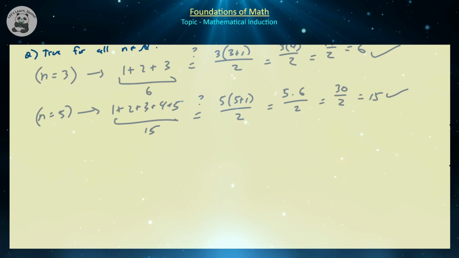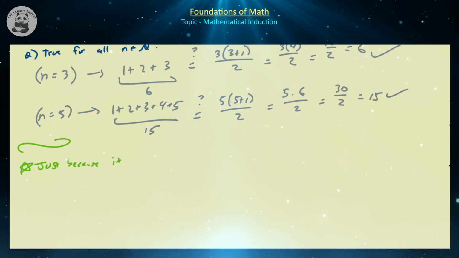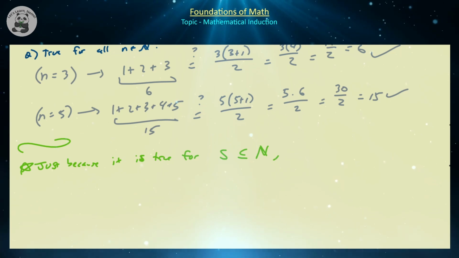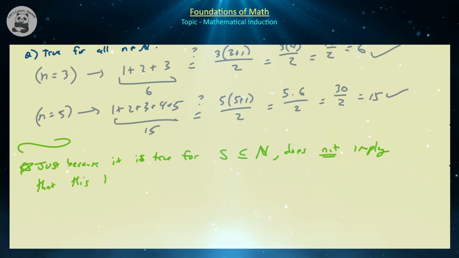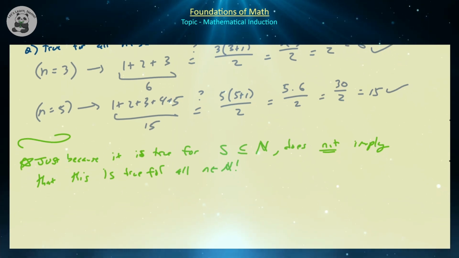So does that directly imply that it's true for all n? No. And that's very, very important. Just because it is true for some set S, a subset of N, this does not necessarily imply that this is true for all n in the set of natural numbers. This is very important. In particular, you can't prove by example. You have to, in some sense, prove for all.